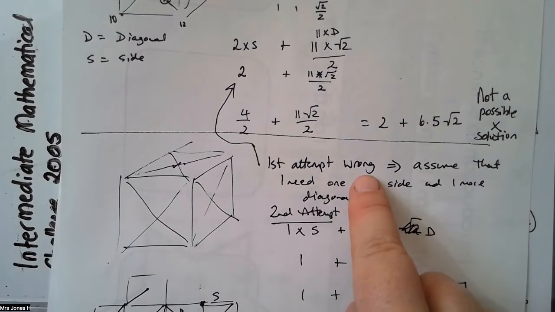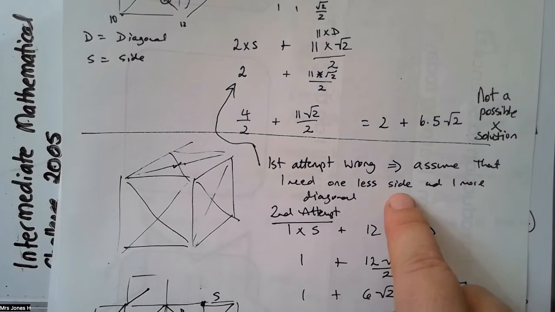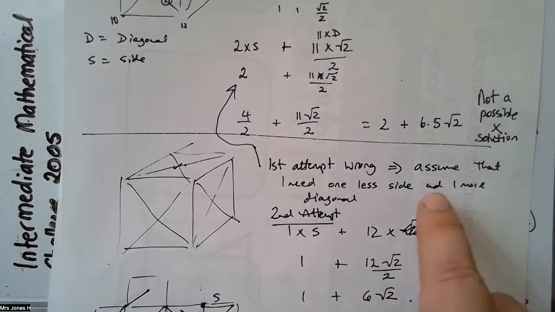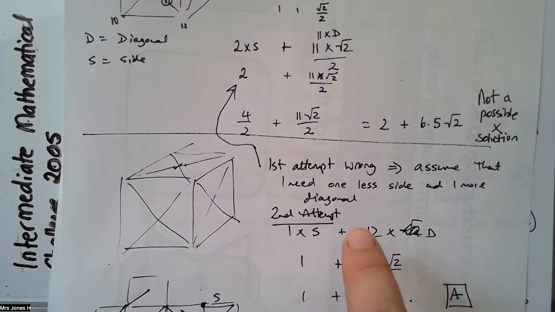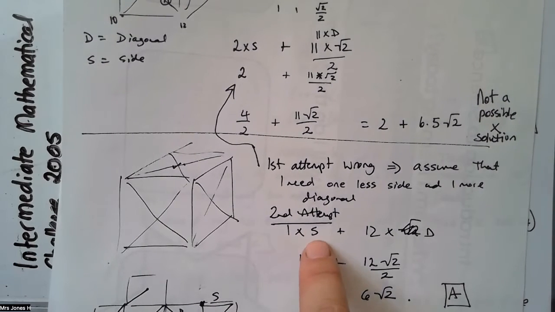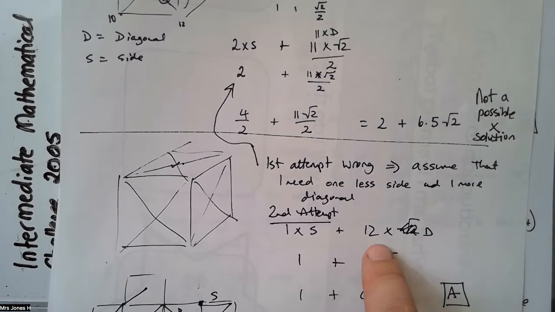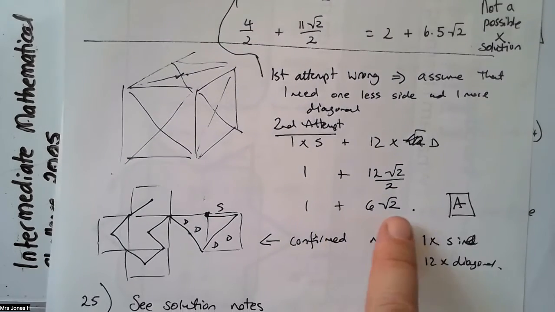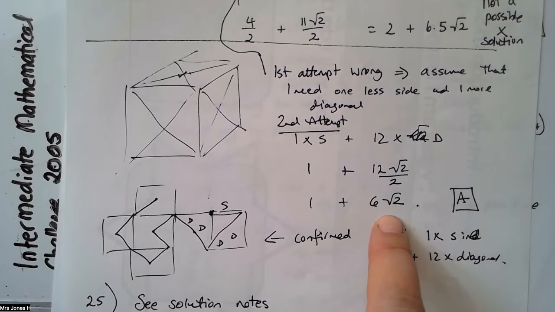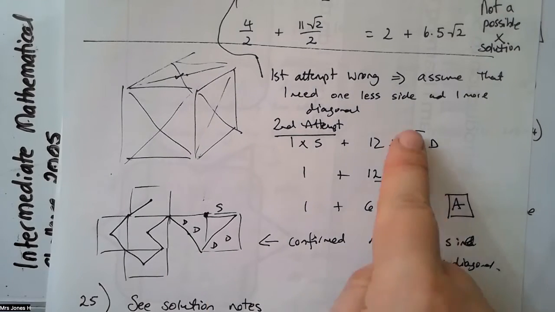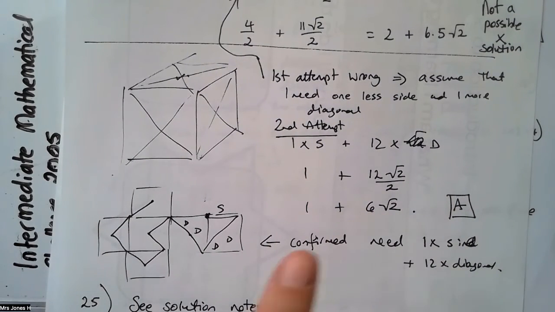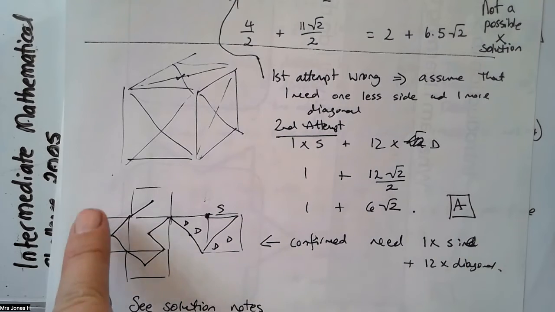So my first attempt was wrong, and therefore I assumed I needed 1 less side and 1 more diagonal. So that was where my assumption was. I then, in my second attempt, said that there was 1 less side and therefore 1 more diagonal, and therefore I got 12 root 2 over 2 and only 1 side, which gives me the answer 1 plus 6 root 2. So this was an assumption, and what I did was actually draw that out to make sure it was possible.